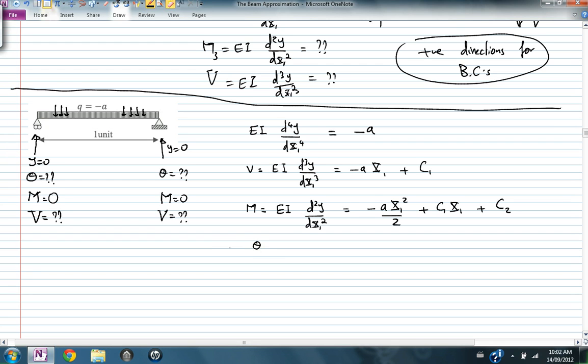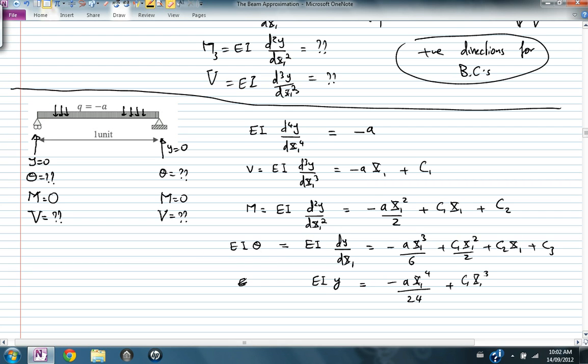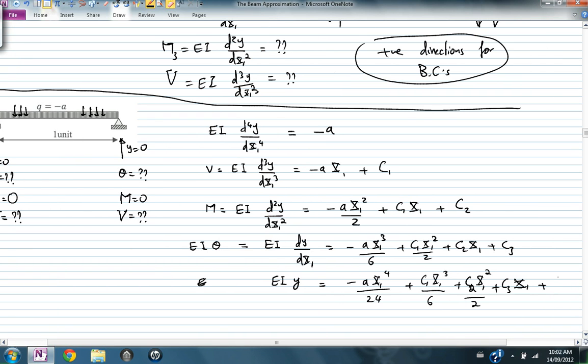The rotation multiplied by EI, which is EI dy by dx1, is equal to negative a x1 cubed over 6 plus c1 x1 squared over 2 plus c2 x1 plus C3. And finally, EIy. And this is the solution for the beam, but a function of four constants, C1, C2, C3, and C4.